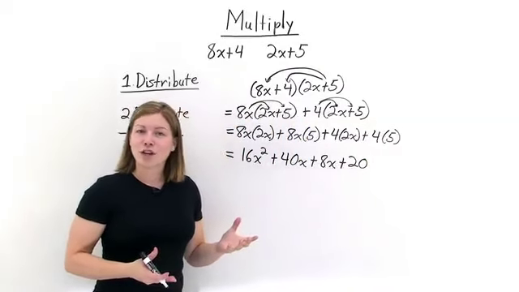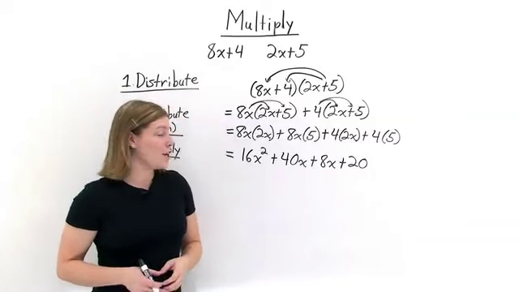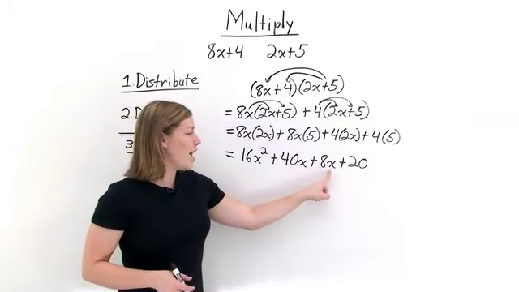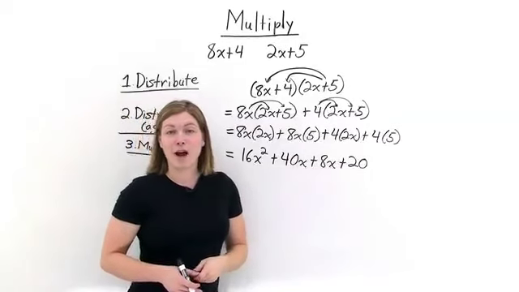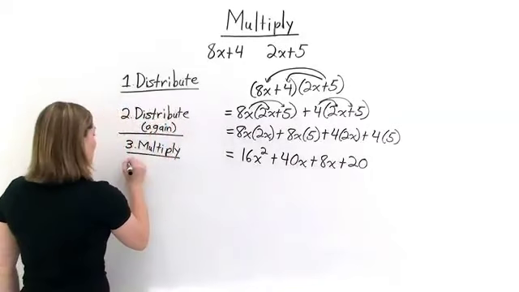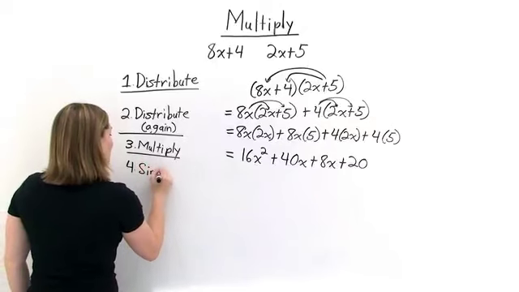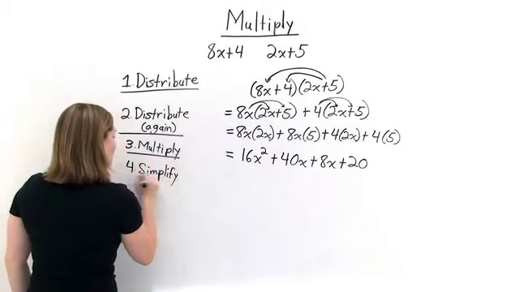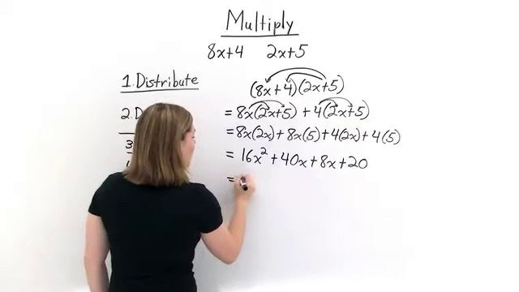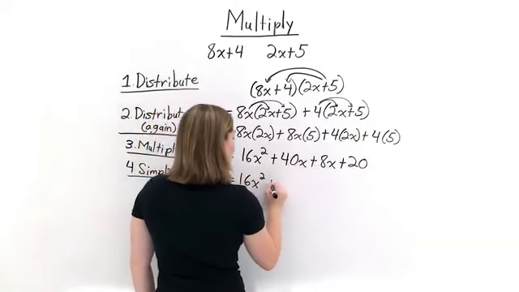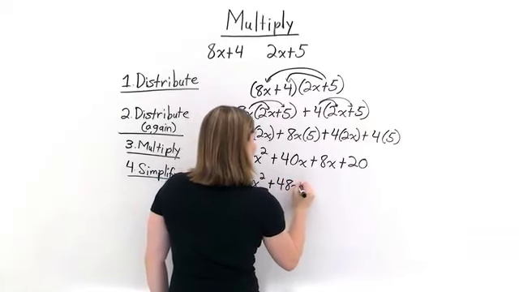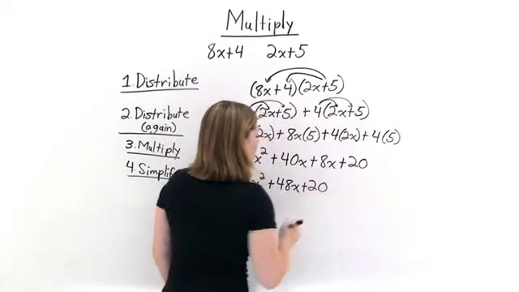Well, looking at all these terms, we can see that we have some like terms. 40x and 8x are like terms. They both have an x raised to the first power. So in order to simplify this expression, let's combine those like terms. So we rewrite our 16x squared, and then 40x plus 8x equals 48x. And we rewrite our 20.